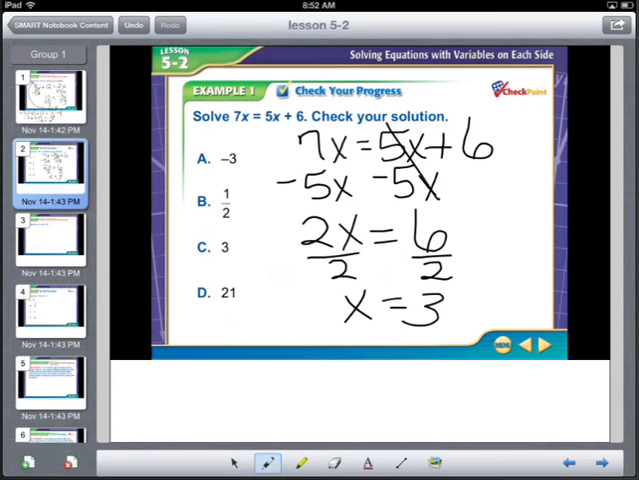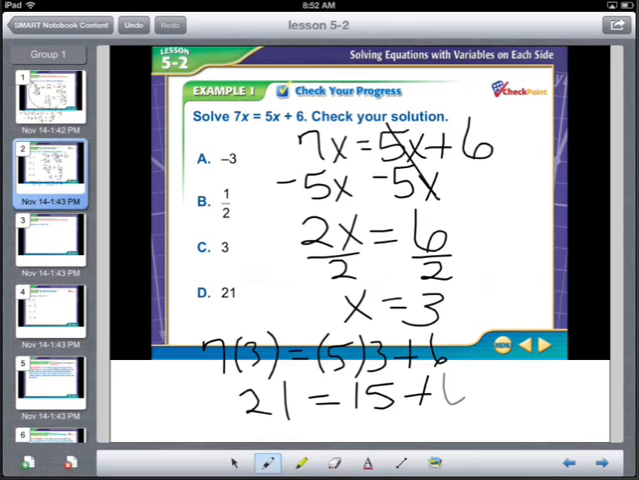Again, I can check my work. Is 7 times 3 equal to 5 times 3 plus 6? Well, 7 times 3 is 21. Does that equal 15 plus 6? Yes, it does. 21 equals 21. So I know it checked, and my answer is C. X is equal to 3.